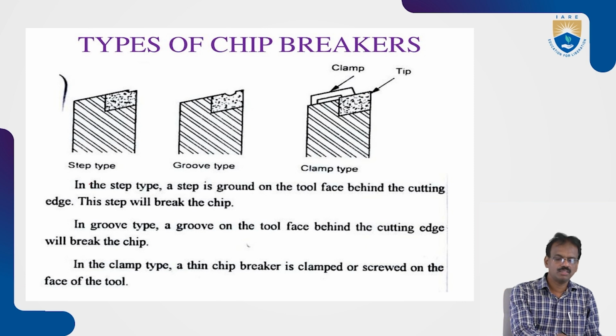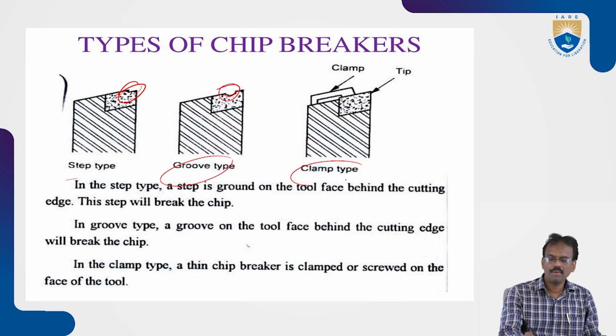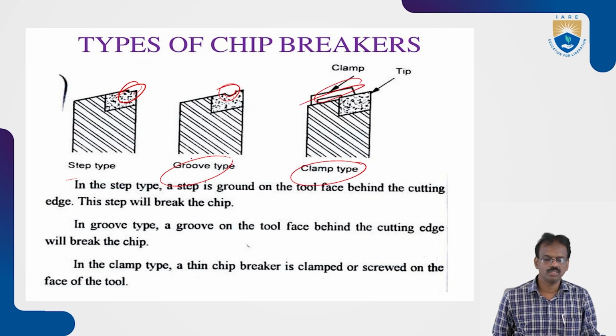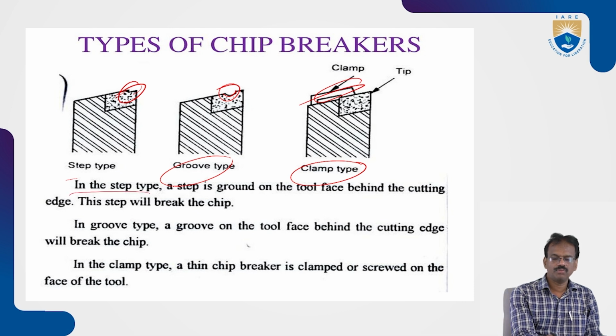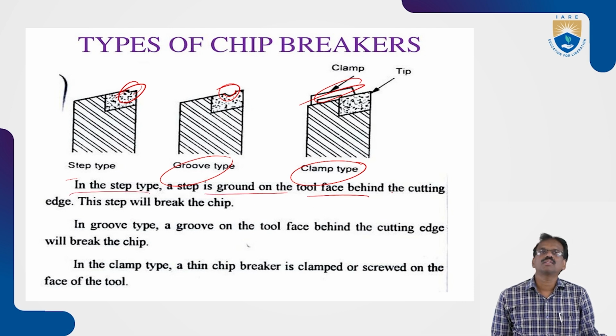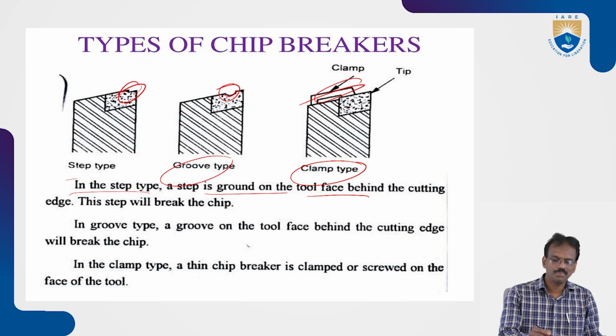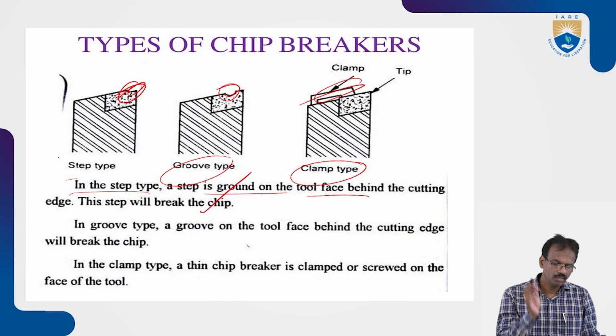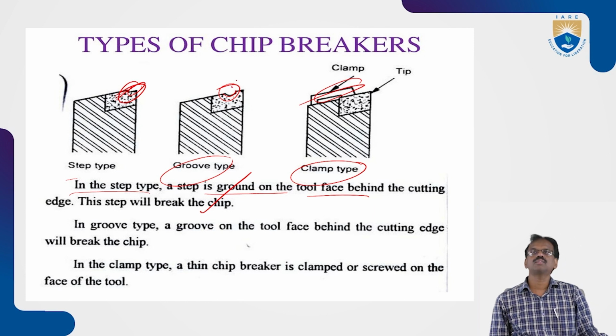You can see this is the step type chip breaker. This one is the screw type chip breaker also here. Next, clamp type chip breakers also here you can see. In the step type, a step is ground on the tool face behind the cutting edge. This step will break the chip. In the groove type, with the groove on the tool face, this is what breaks the chip.